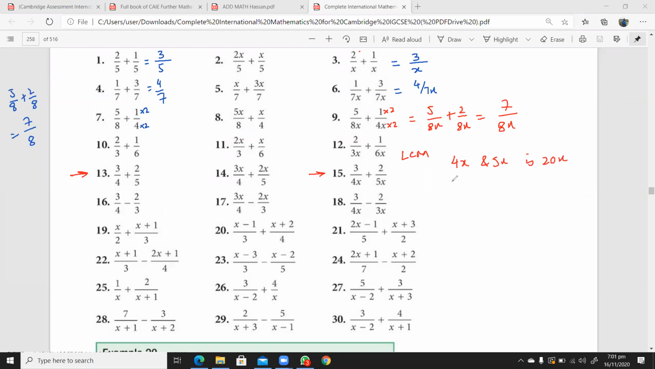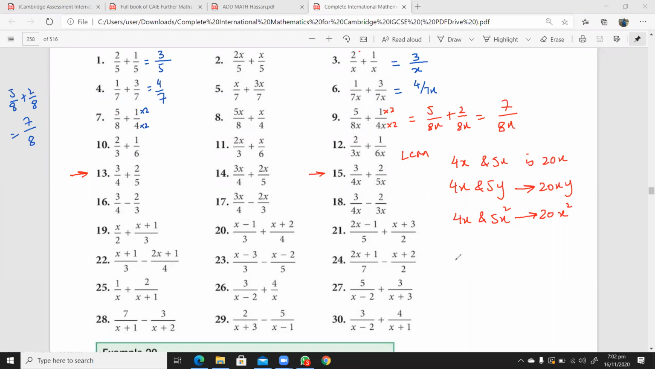Now tell me, what if it was 4x and 5y? What is the LCM of 4x and 5y? 20xy. Exactly, very good. So the LCM for this would be 20xy. Now tell me, what will be the LCM for 4x and 5x squared? Now this will be 20x squared, because 20x squared is a multiple of 4x. It is also a multiple of 5x squared.